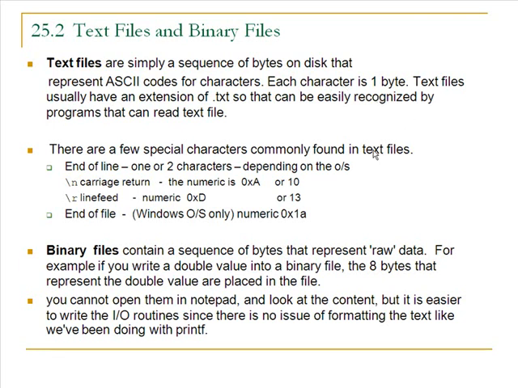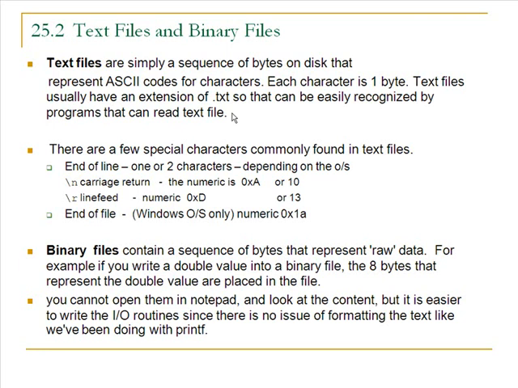Inside of the .txt file, you can have special characters other than the printable characters that represent the letters and numbers and punctuation and spaces and so on. For example, the end of line character can be 1 or 2 characters depending on the operating system. So a carriage return and a line feed, or \n and \r, are what would end a row of characters as displayed by Notepad or some other program that can read a text file.